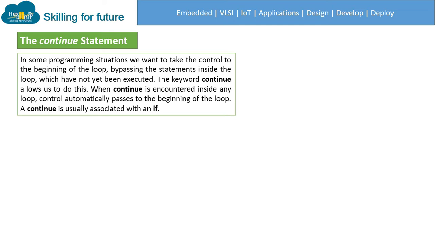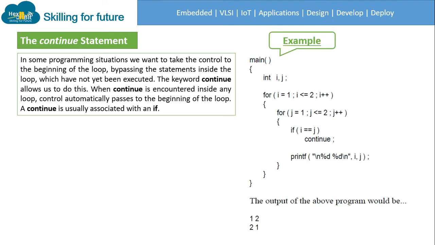When continue is encountered inside any loop, the control automatically passes to the beginning of the loop. Continue is usually associated with an if, like the break statement. Here is an example of the continue statement.